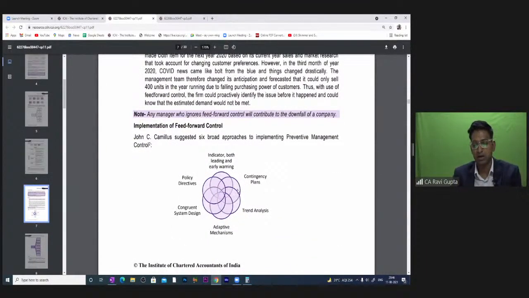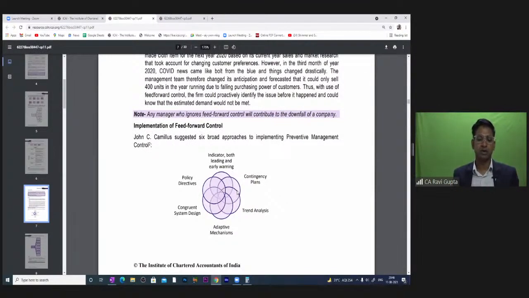See, this is what has been suggested: the 6 broad approaches. He has just spoken about this. These are the approaches that could be implemented for preventive management. See, feed forward control is a preventive management, right, Namita? So what they have suggested, these are the approaches.